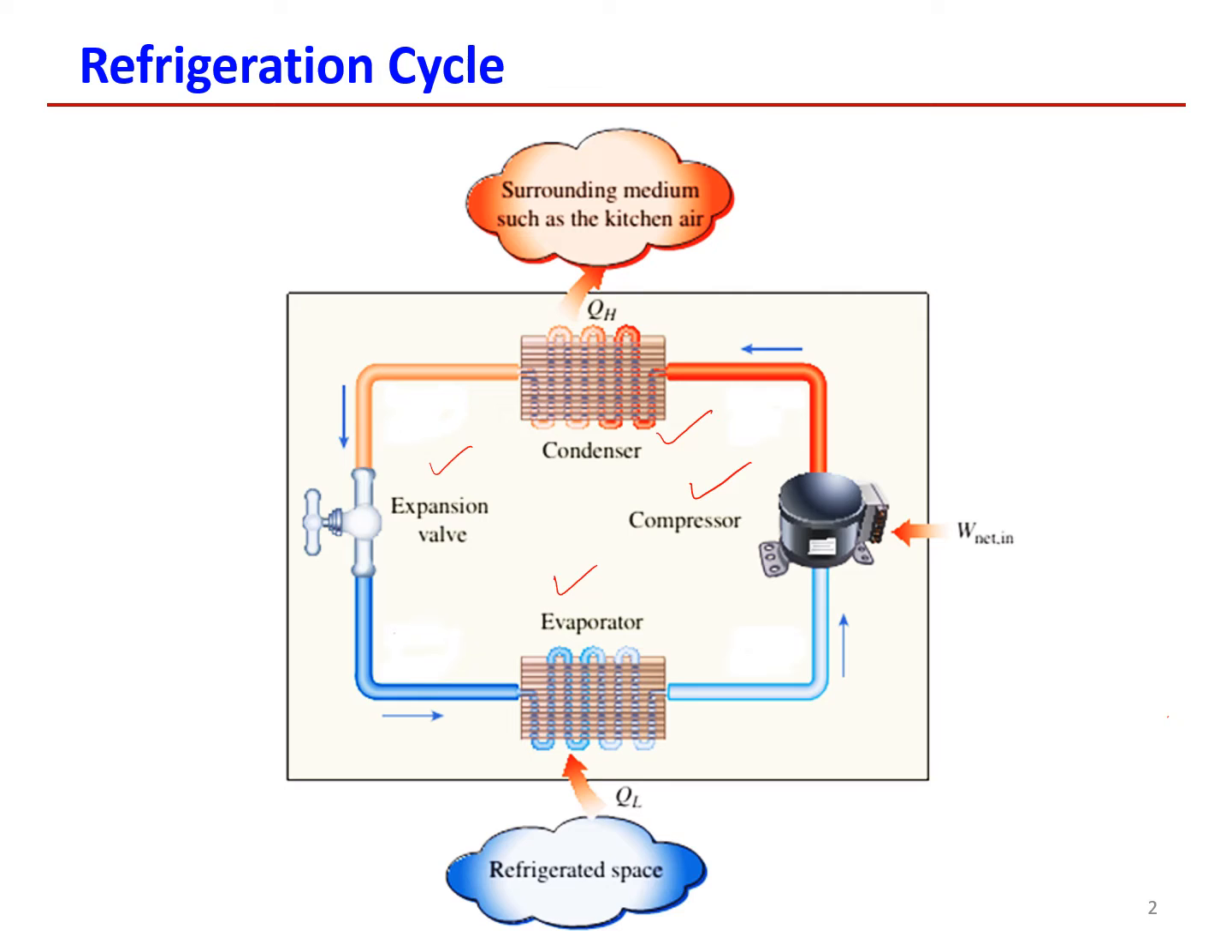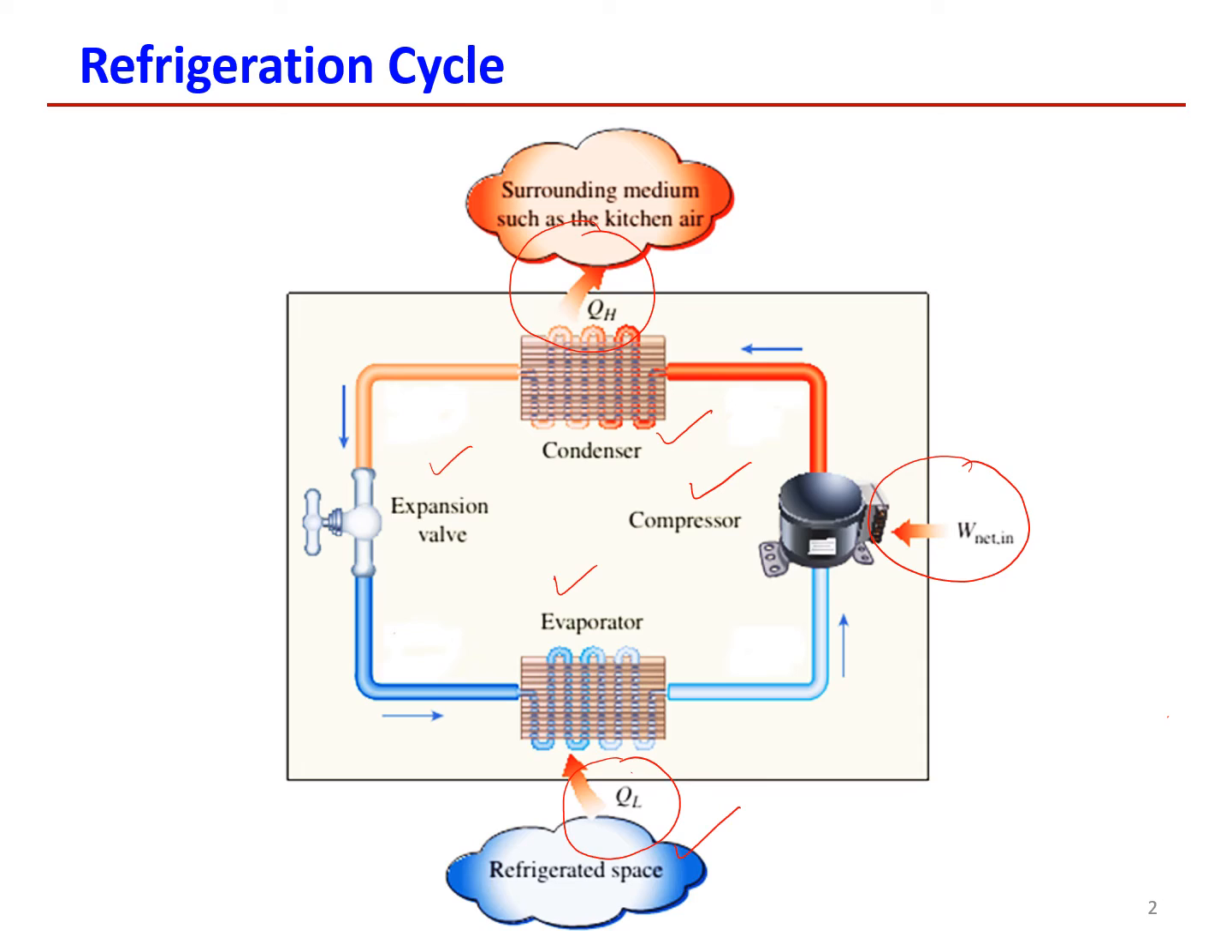In this cycle, there are two energy inputs at the compressor and at the evaporator. The compressor uses electricity and the evaporator draws the heat from the refrigerated space at low pressure. The energy leaves the cycle at the condenser at high pressure to the surrounding medium. So a cooling effect is produced on the evaporator side and a heating is produced on the condenser side.